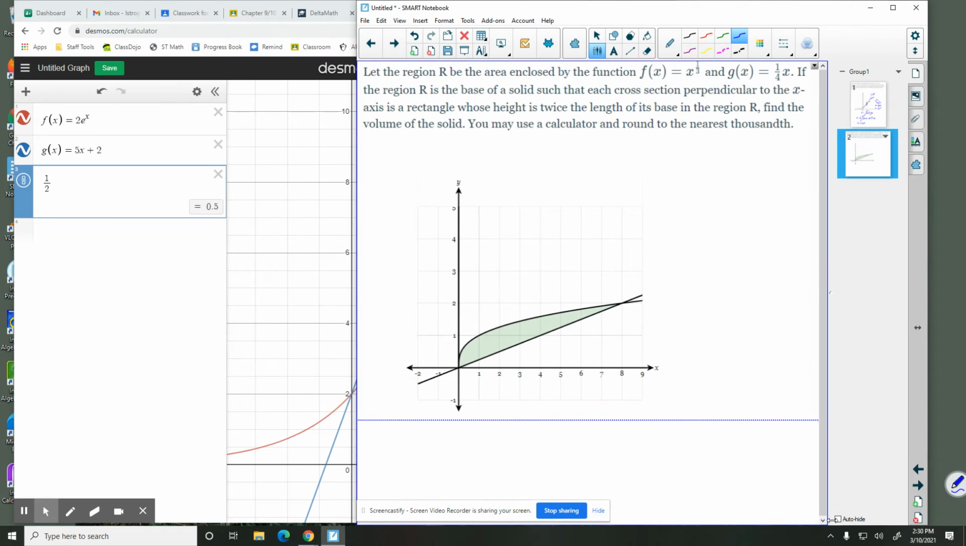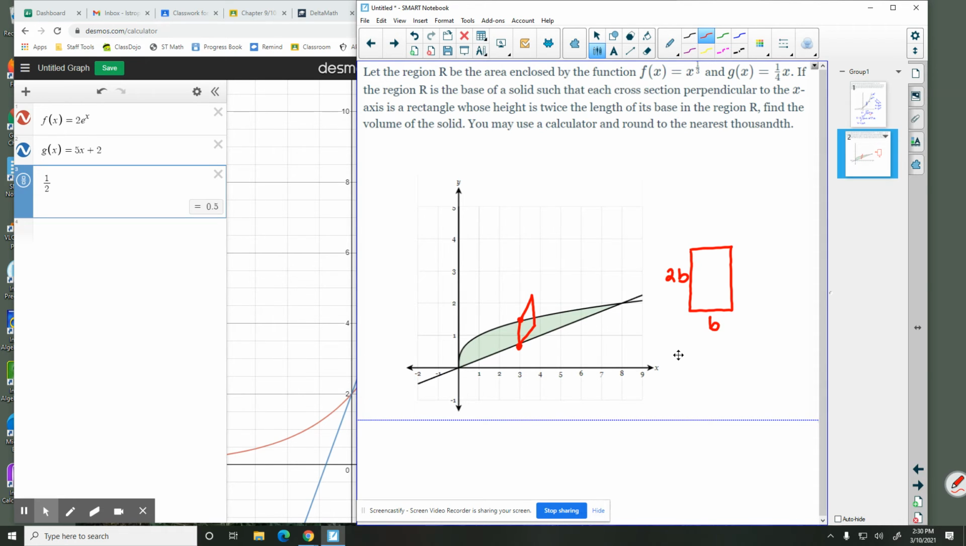Okay, in this example, we have f of x equals x to the 1/3 power, g of x equals 1/4 x, and we are drawing cross sections perpendicular to the x-axis that are rectangles. So I'm just going to draw one for a visual. That's the base of the rectangle. Now, it says in the problem that for these rectangles, the height is twice the length of the base. So if the base is b, the height is 2b.